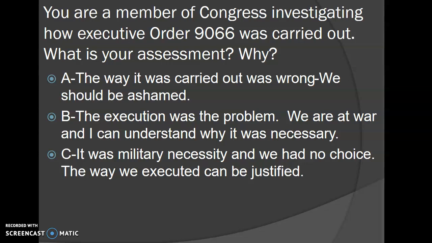So essentially, we have a relatively full range here. On one end: we didn't do anything wrong, everything we did was fine, don't worry about it. On the other: how dare we? I'm embarrassed. There's no way we should feel good about this. And then there's that middle one: the problem was the execution. So let's take a second and process each one of these.